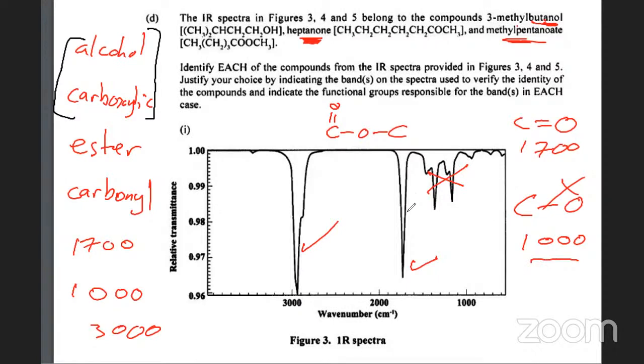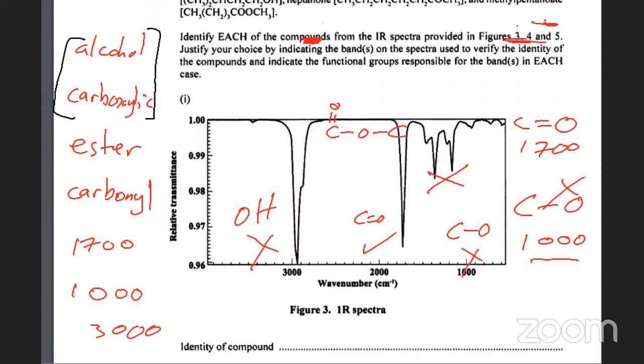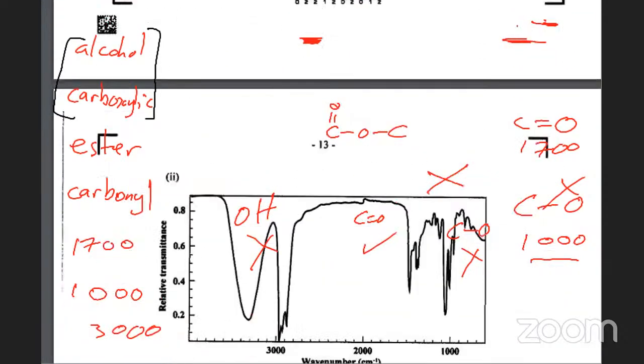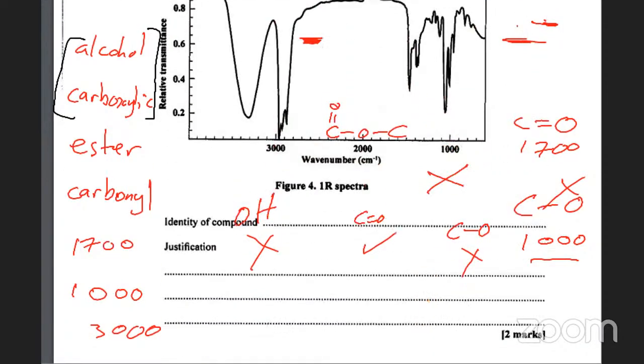So for this graph, I know it is a ketone because OH absent, C single bond O absent. C double bond O is present. All right. So that is how I know that this one, it would be heptanone. Compound is no. All right. This one, no.